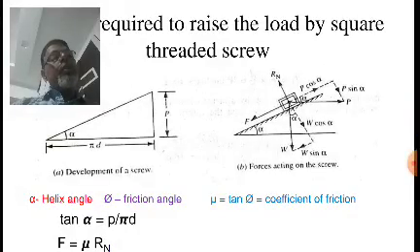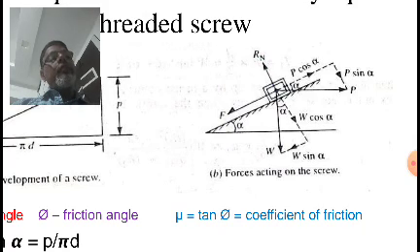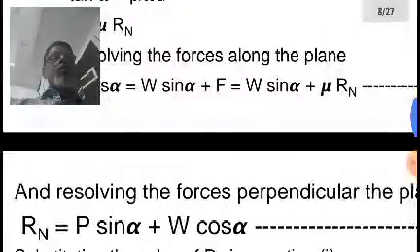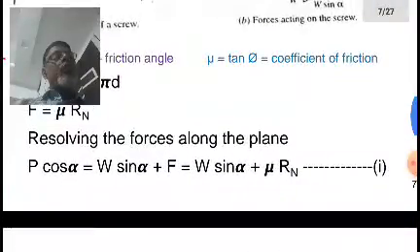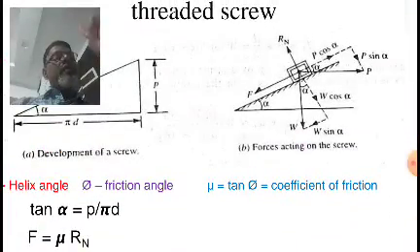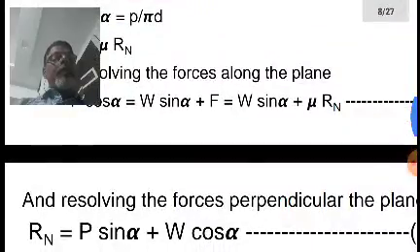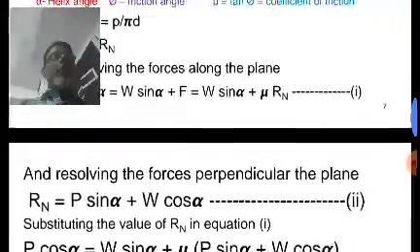Now you can see, perpendicular to the inclined plane, there is one force, Rn, which is acting perpendicular to the inclined plane in the upward direction, and P sin alpha and W cos alpha are acting in the downward direction. Therefore Rn is equal to P sin alpha plus W cos alpha, right? Rn is acting upward, and W cos alpha and P sin alpha are acting perpendicular to the inclined plane, but downward, and therefore we can write Rn equal to P sin alpha plus W cos alpha.